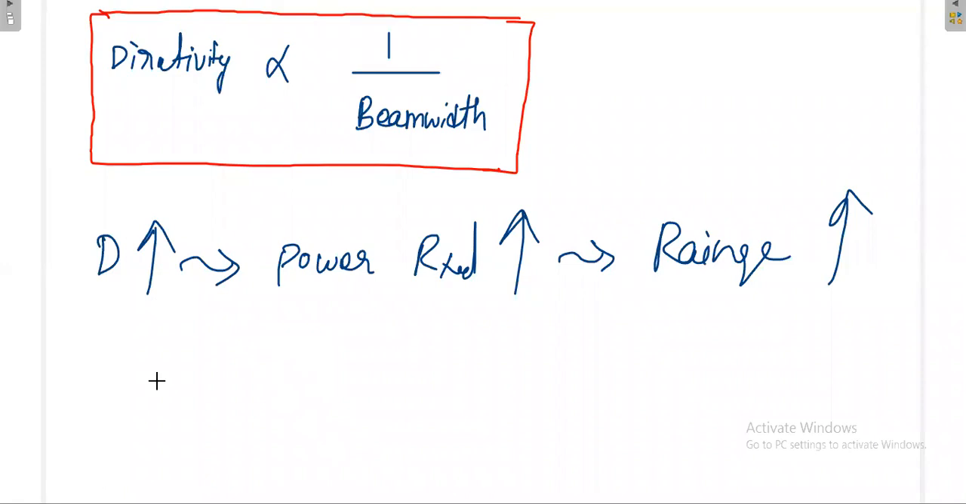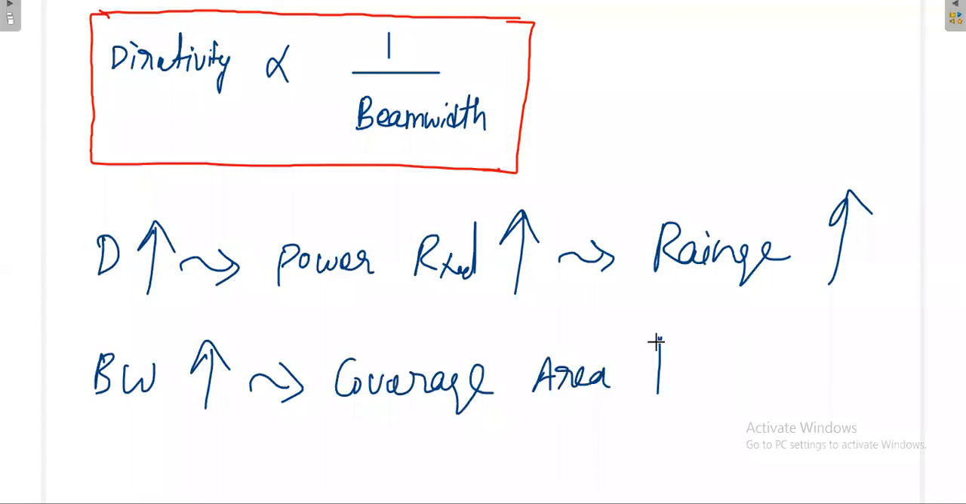Then what is beam width? If beam width is high, coverage area is high. If beam width is less, coverage area is less. That's another way. But beam width and directivity are always inversely proportional to each other.